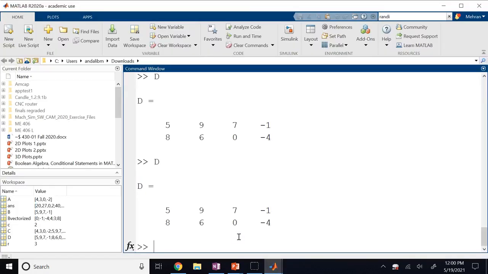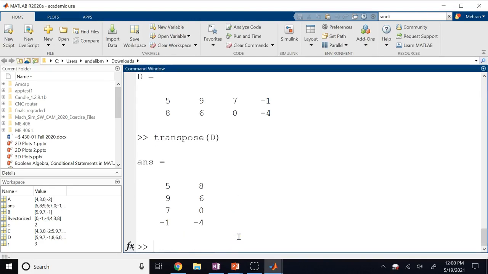So you see D is this, right? Now, one thing I can do to D is we call transpose, and you know that from your matrices. Transpose of D is going to be exchanging the rows and columns. So the first row is now going to be the first column, and the second row is going to be the second column. That's one way to convert D into its transpose, or the easier way to do it is simply use a single quotation mark. That does the same job as transpose.